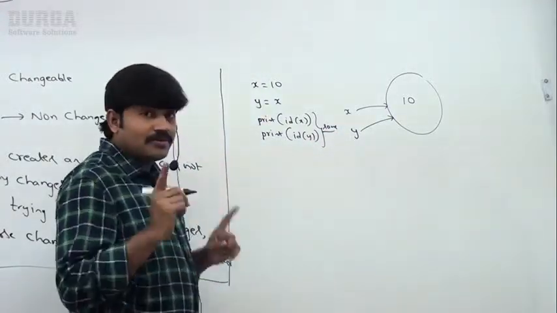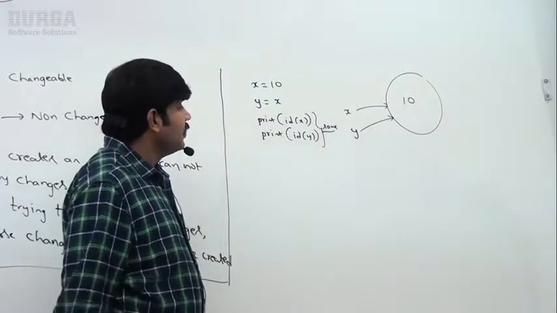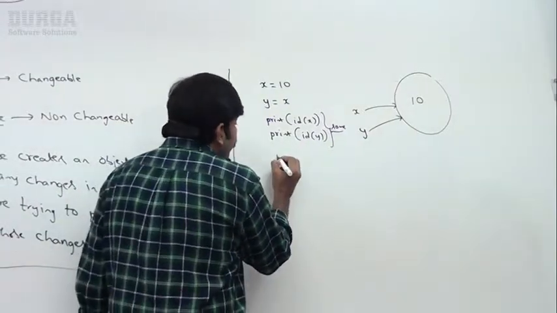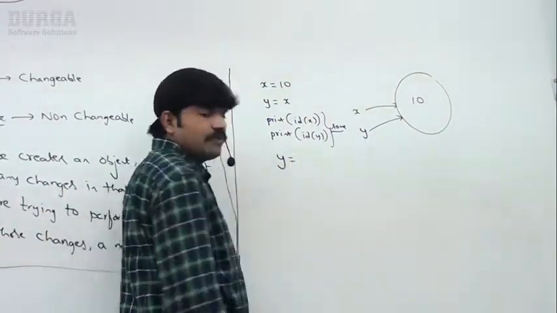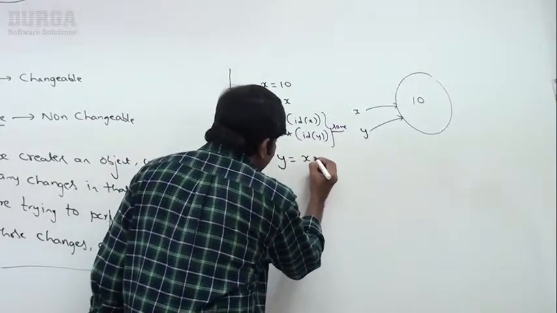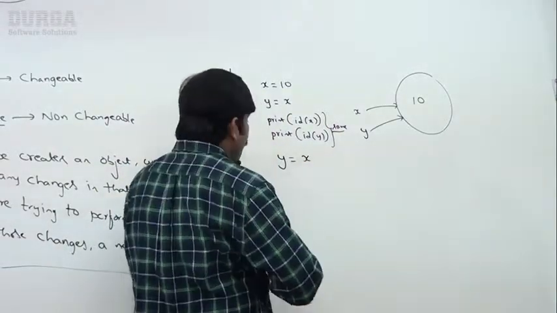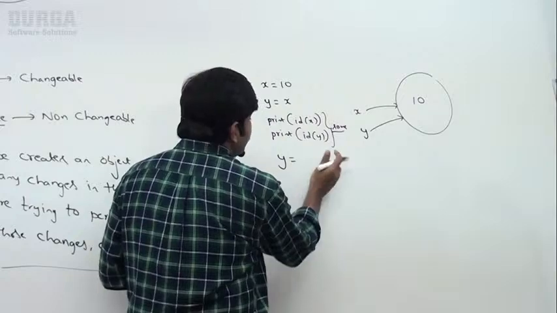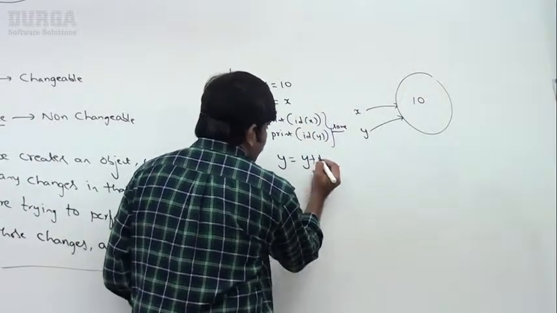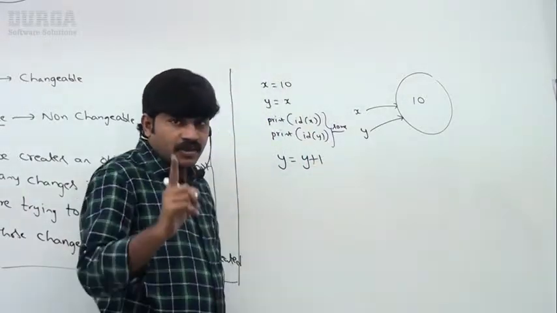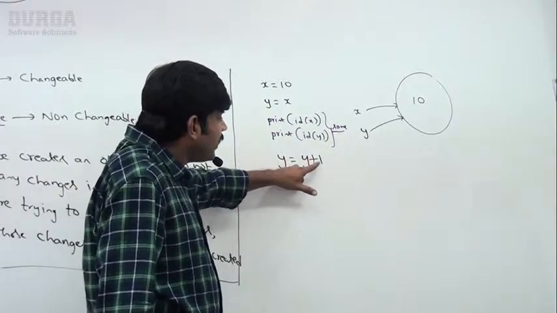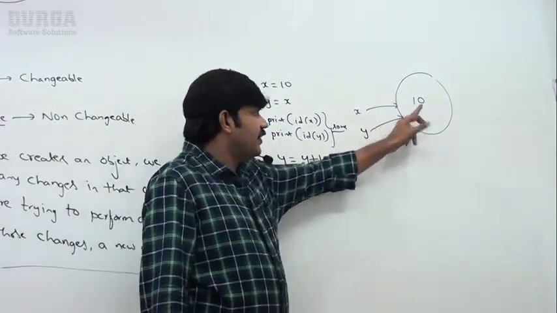Now observe very carefully, a very dangerous point. Now I'm taking y is equal to x plus 1, or y plus 1. No problem, you can take any variable. y is equal to y plus 1. I'm trying to increment the value of 10.